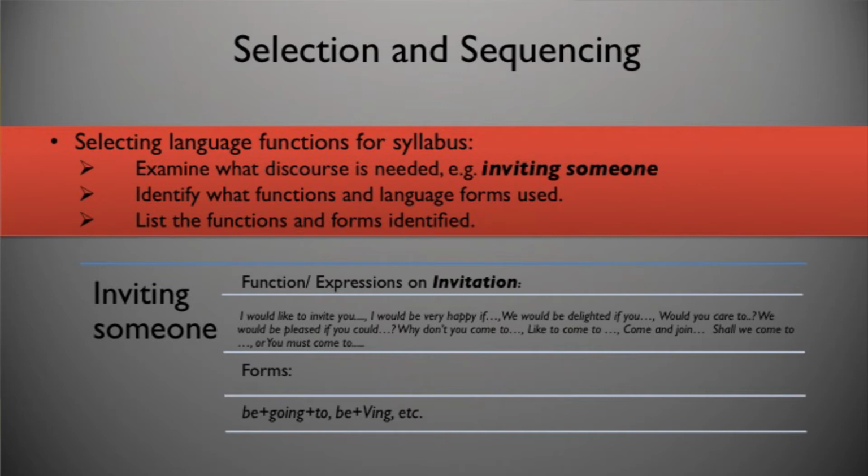I give you an example. For example, the discourse needed by the student is how to invite someone. Based on that identified discourse, the syllabus designers will list so many functions that can be used to invite someone and what language form is needed to enable the students to communicate in that function, and then we list all those functions and language forms to be included in the syllabus.